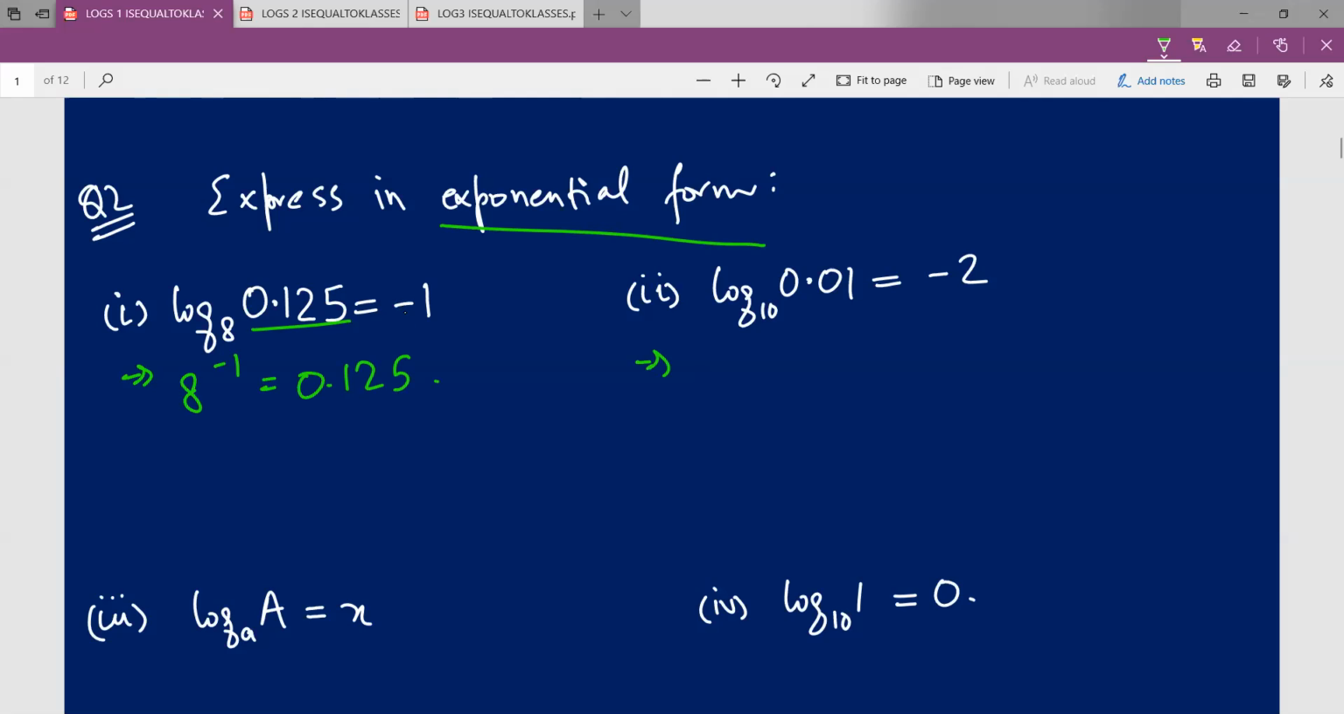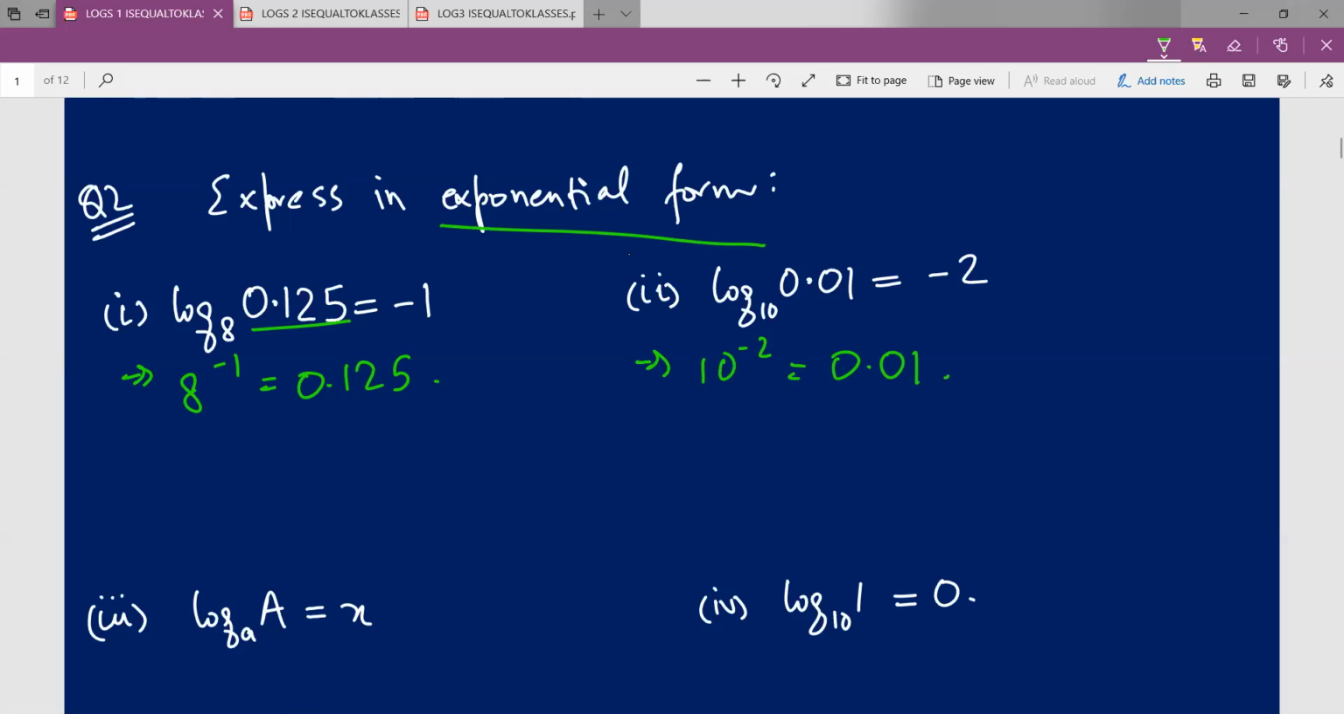Okay, now moving on to the second subpart. Log of 0.01 to the base 10 is equal to minus 2. All you have to do is convert this in exponential form. So by that, I can write this as 10 raised to the power minus 2 is equal to 0.01. That's how I should be writing the logarithm into the exponential form.